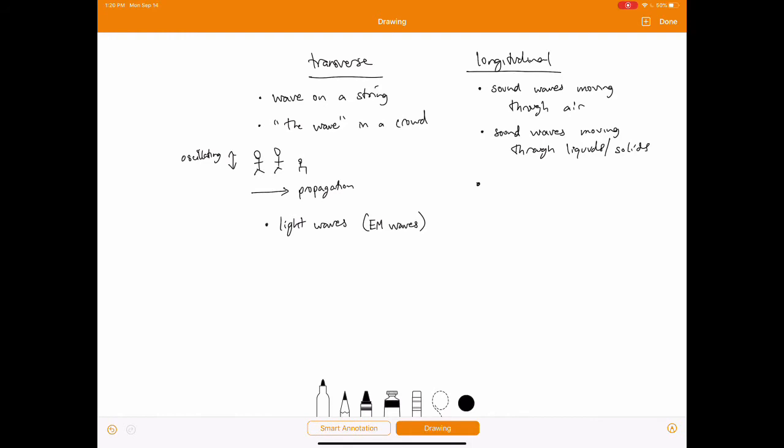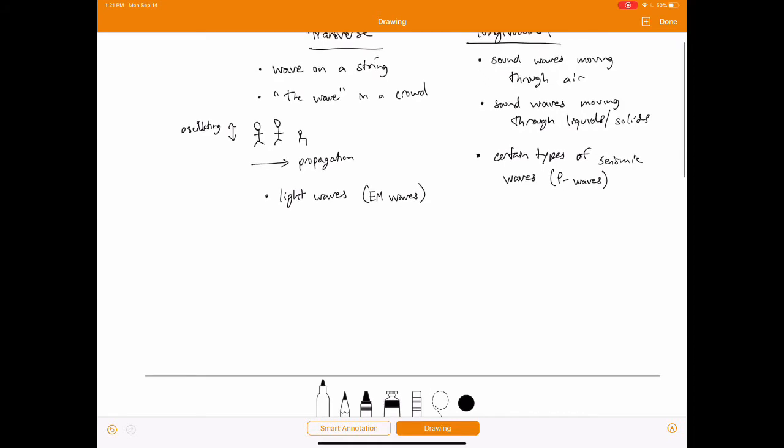And another example would be certain types of what we call seismic waves. These are the types of waves that you get during an earthquake. Specifically, I'm referring to what are called P waves. We're going to actually go over this in just a second. But the point is, certain types of seismic waves that occur during earthquakes are longitudinal.